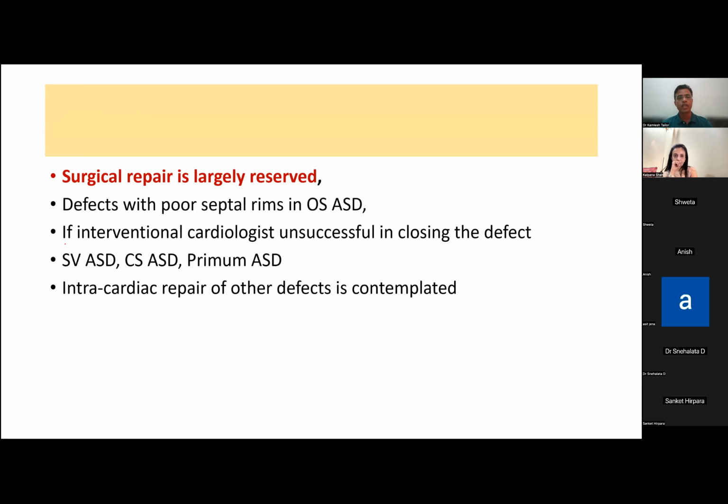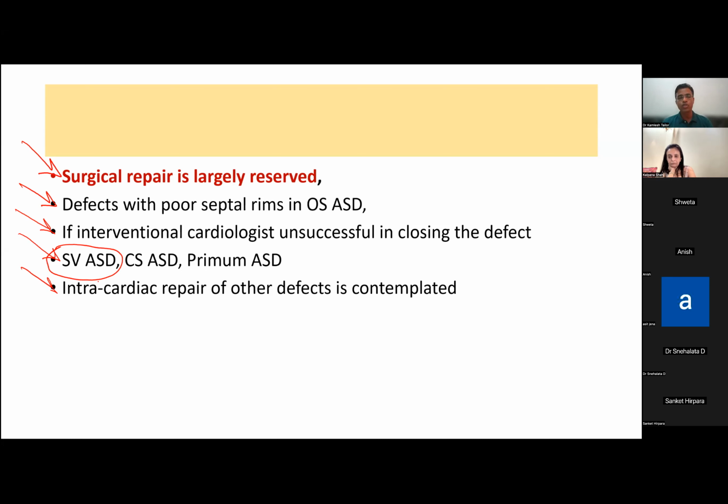We will not go into the detail, but I will mention here that surgery nowadays, in the current era, is only reserved for the ASD if there is a deficient rim and they are not able to perform device closure. Number one, the interventional cardiologist is not confident or is unsuccessful in closing with the device. If there is a sinus venosus ASD, coronary sinus ASD, or ostium primum ASD, these are all for surgical closure. Nowadays, even cardiologists can close sinus venosus ASD with different kinds of devices available, and ASD associated with other intracardiac problems. These are the indications for surgery.